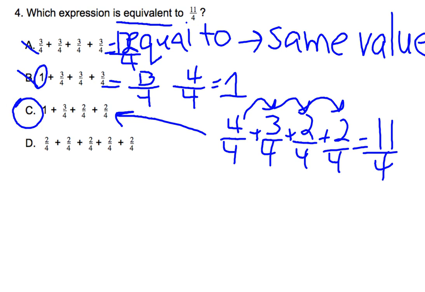However, I will determine what D is. D is 1, 2, 3, 4, 5. I am adding 2/4 5 times. So basically I could do 5 times 2 is 10 and then keep the denominator the same, which equals 10/4. So choice C is the expression that is equivalent to 11/4.